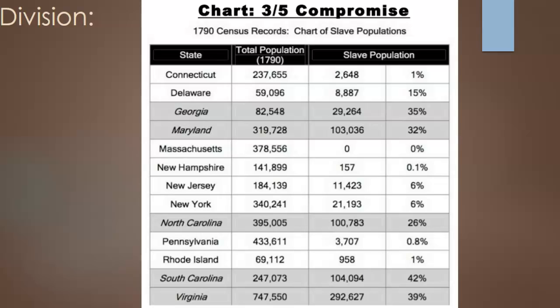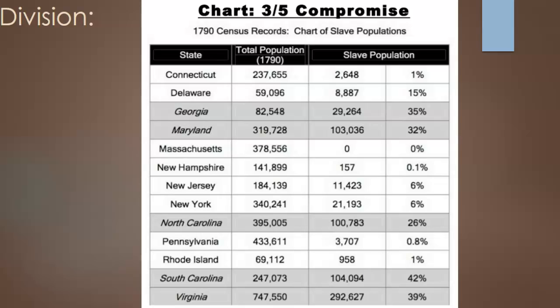Starting way back in 1790 with the Three-Fifths Compromise, where the South wanted part of their slave population to count towards the total population of their state, and that way they would be able to get more votes in Congress and be able to have more power.